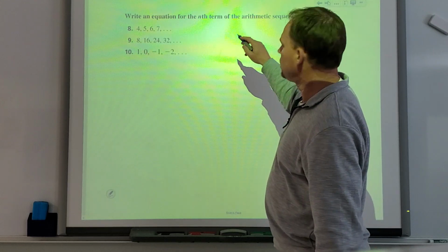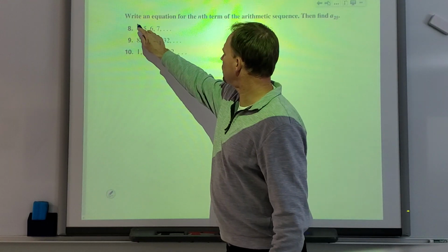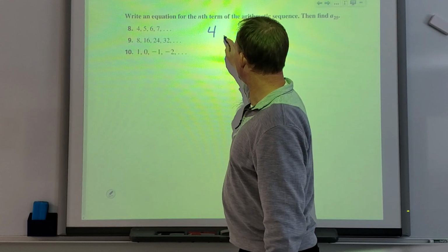Here we go. Find the nth term. So this formula here. So this first number is 4.